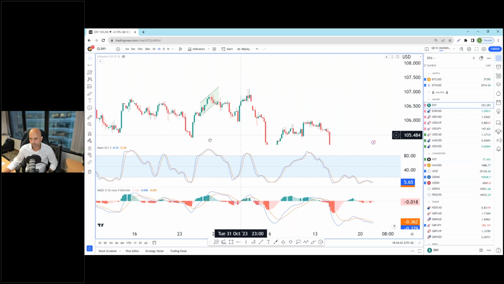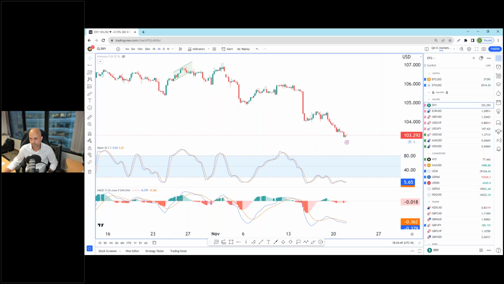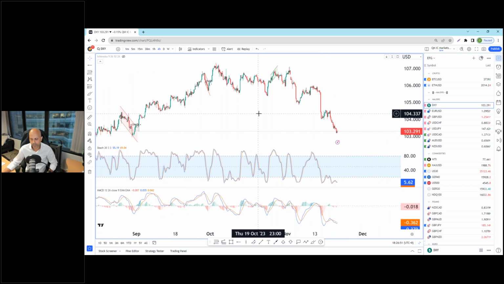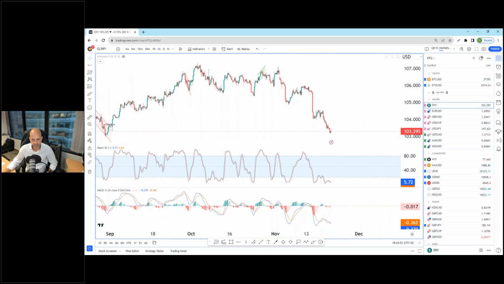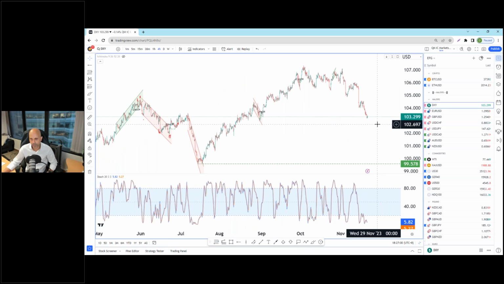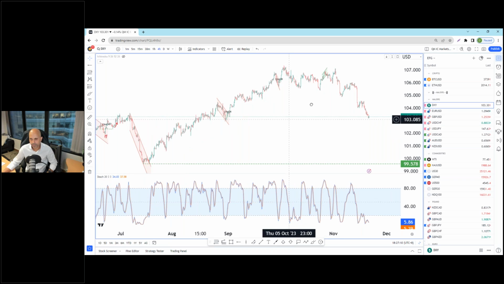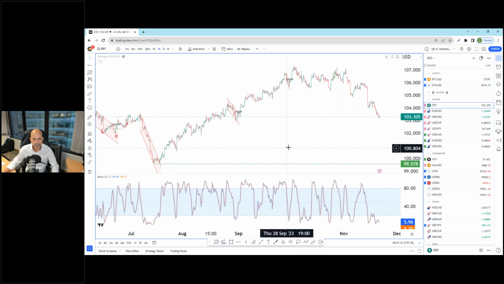Right. Okay. I will remove MACD and just keep the rest. So maybe what I'll try and do is just highlight some of the more important levels to take note of. Some of the key support levels to look out for.